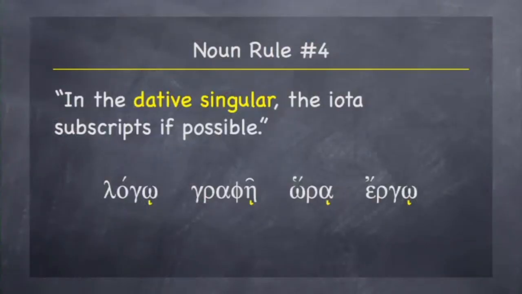So the wording in this rule, as is for all the rules, is very important, and you need to learn them absolutely precisely. So again, in the dative singular, the iota subscripts if possible. So you've got logo, graphe, hora, and ergo. And the iota subscripts, because in all those cases, that final vowel is long.